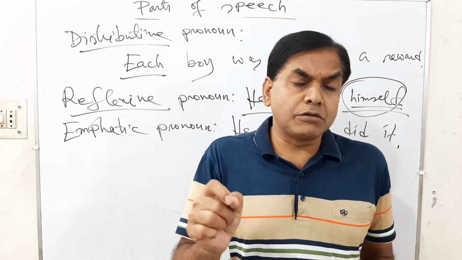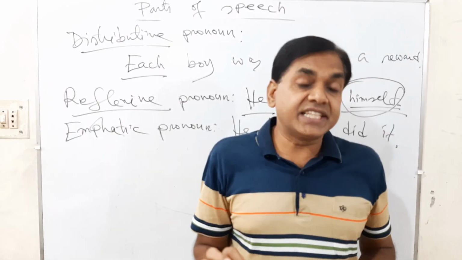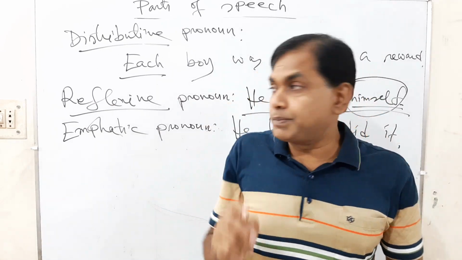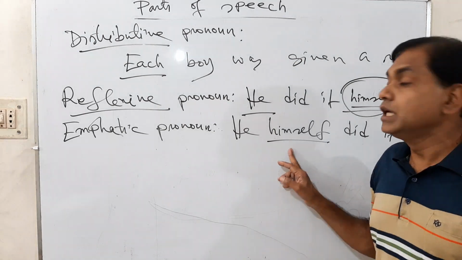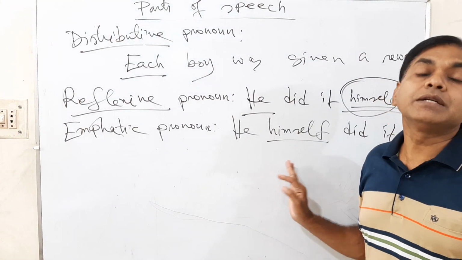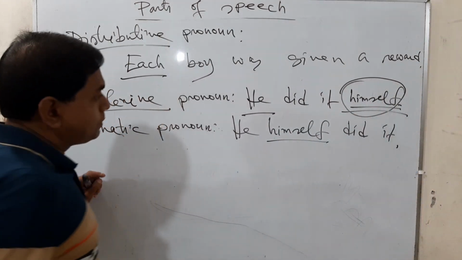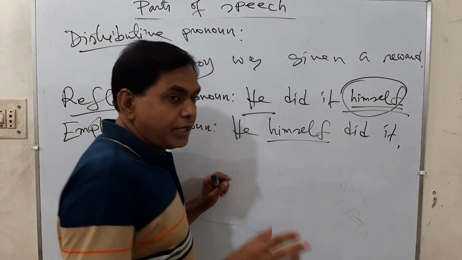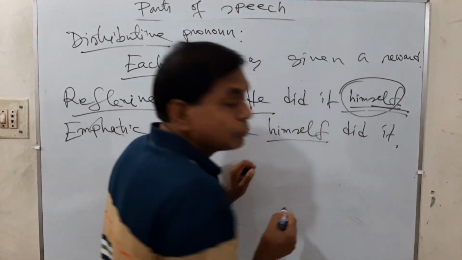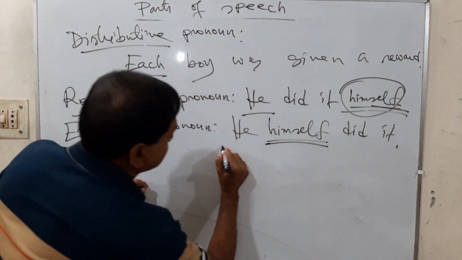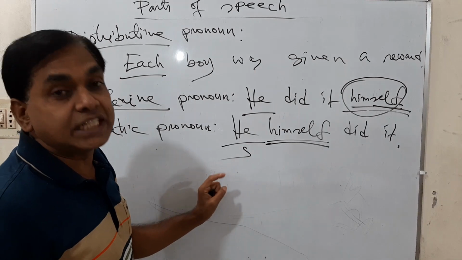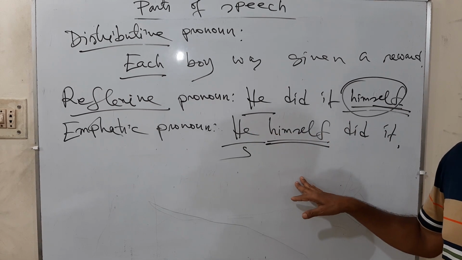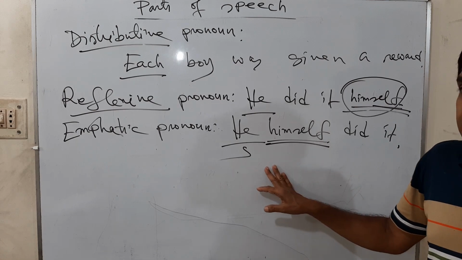So, when personal pronoun will take self or selves after it, that means himself, herself, themselves, myself, yourself, ourselves, all of them are called reflexive pronoun. But when that reflexive pronoun will take place after the subject in a sentence, we call it emphatic pronoun. It is very easy and simple to understand. We call it emphatic pronoun because it presses the action of that subject strongly and forcefully.